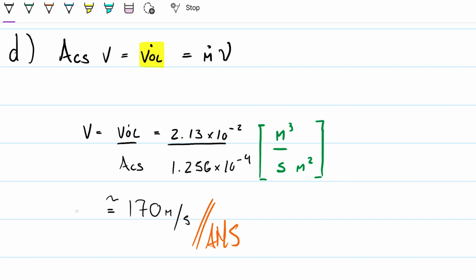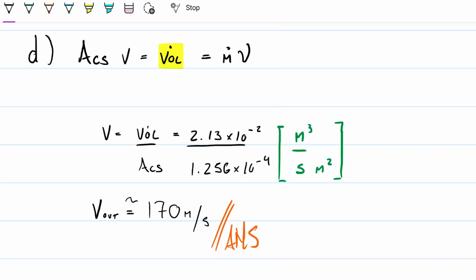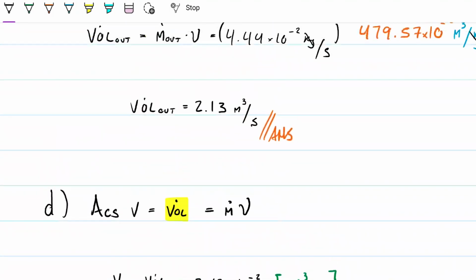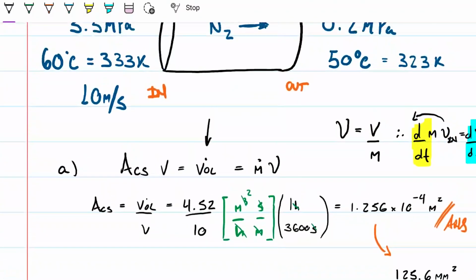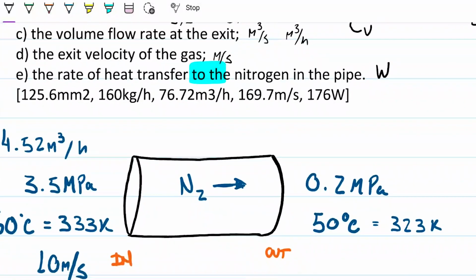Let me put it here. V out. It might be obvious at this point, but I'm using volumetric flow rate as V with a dot and V for velocity so that it doesn't get confused. Okay, so up until now, we've been using the same relationship over and over again. Now we get to part E, and part E is a bit more complicated. Where is part E? The rate of heat transfer to the nitrogen in the pipe. So what do we need to do here? Well, we need to do a mass balance, an energy balance.